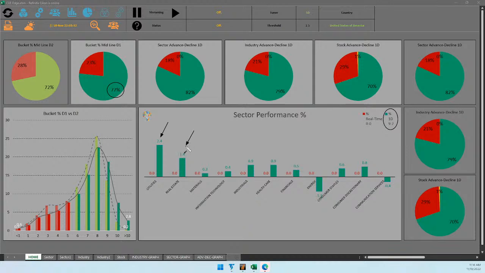I'm doing this live and I'm noticing the second best performer was real estate. Both of them are defensive sectors. So Friday was bullish, but the best performers were defensive sectors. That is something to keep note of.